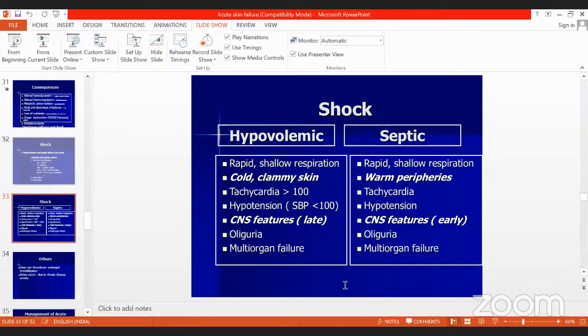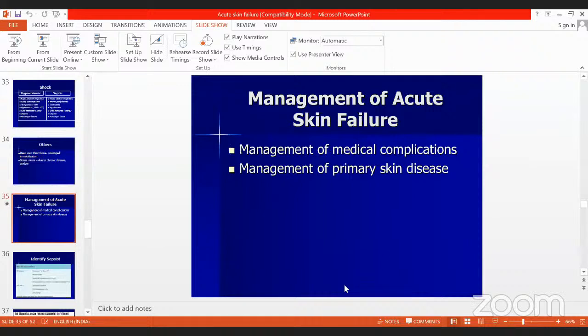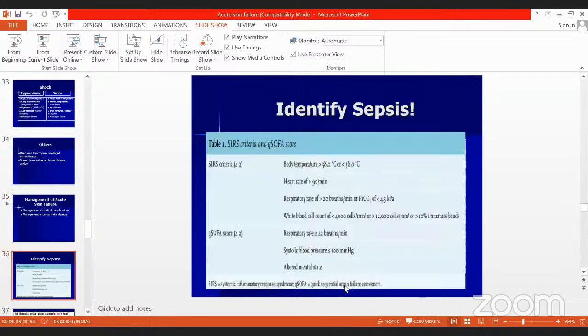I think one of the things that helps is if it's cold, clammy skin, if you touch the skin, if it's cold and clammy, it's more likely to be hypovolemic. Whereas if it is warm and the periphery is warm, it's more likely to be septic. And CNS features take place late in hypovolemic shock, whereas in septic shock, the CNS features come up early. So this helps to differentiate the two because it helps in the management. Because if it's hypovolemic, it's predominantly fluid correction, whereas in septic shock, you have to institute antibiotics. So I already spoke about this, deep vein thrombosis and stress ulcers can happen due to chronic disease and anxiety. Management of acute skin failure includes management of the medical complications and also the primary skin disease.